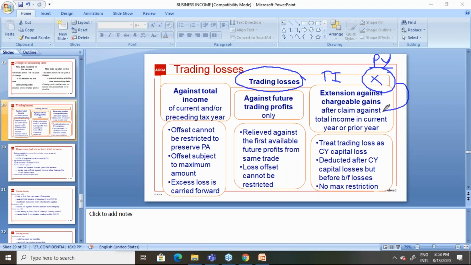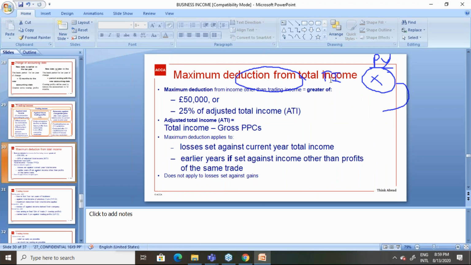If you want to set off the trading losses against the current year chargeable gain, then first you must set it off against the current year total income. Only the unrelieved amount can be set off against the current year chargeable gains. When doing this computation, remember there's a maximum loss. There's a maximum that you can set off against your total income. What is the maximum that you can set off against your total income?